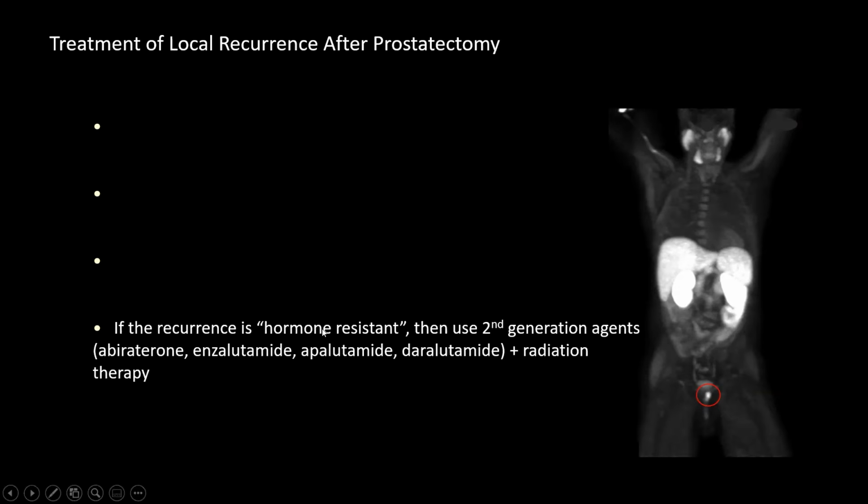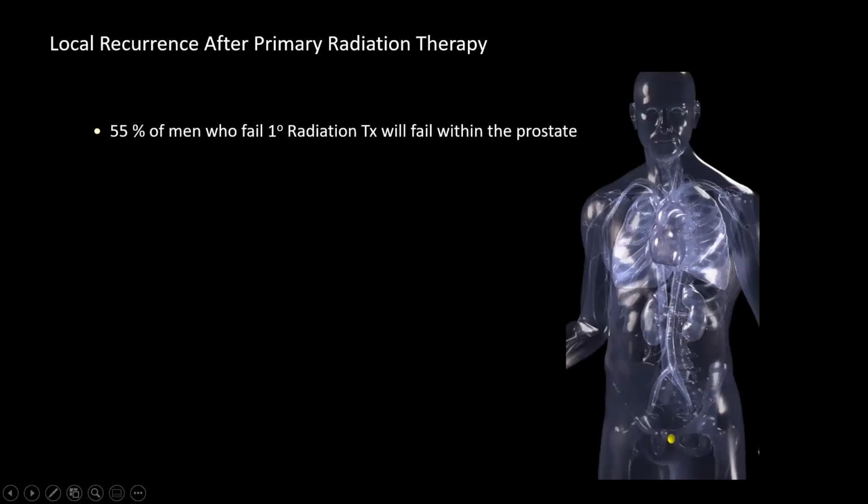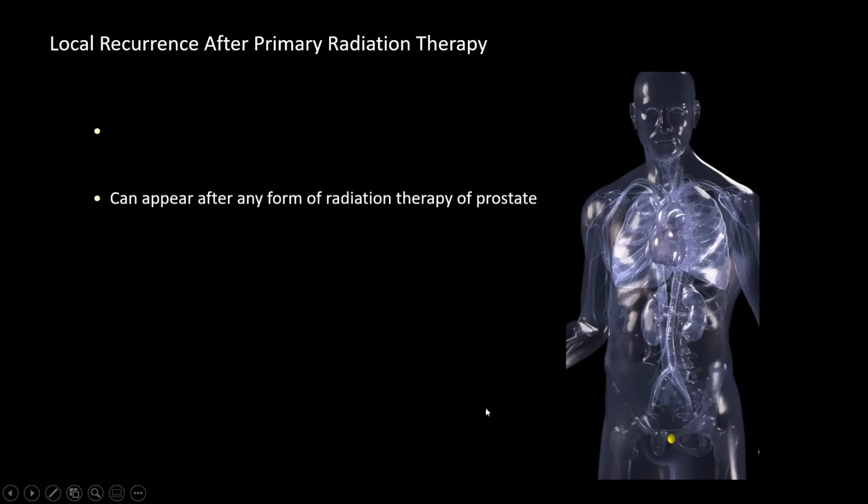If the recurrence is hormone resistant, then we usually use second generation agents such as abiraterone, enzalutamide, apalutamide, darolutamide, plus radiation to treat the recurrent disease. For patients that have recurrence after getting their prostates irradiated, 55% of the men will actually fail or have recurrent disease inside of the prostate.